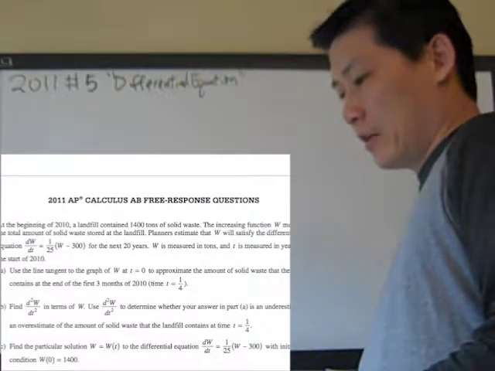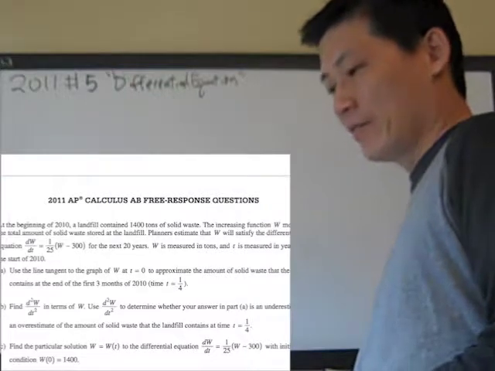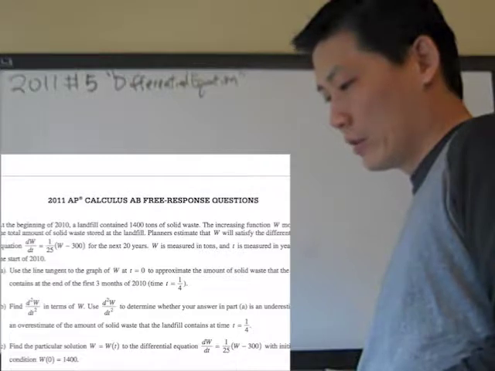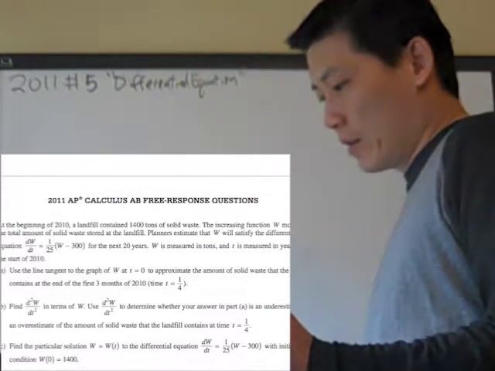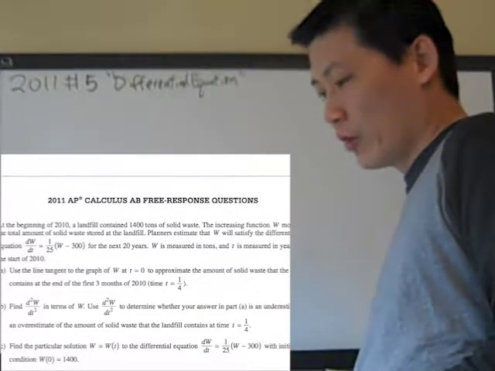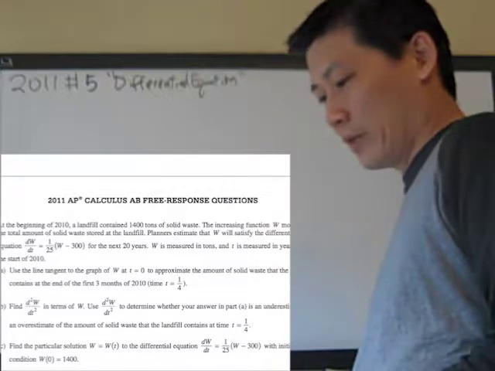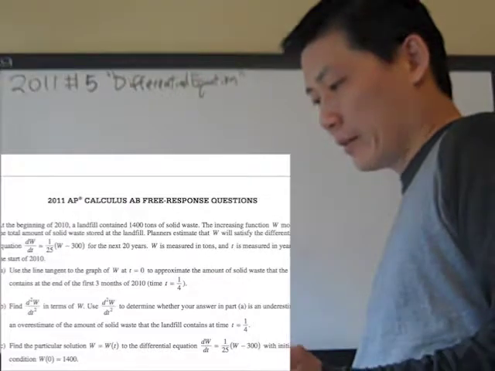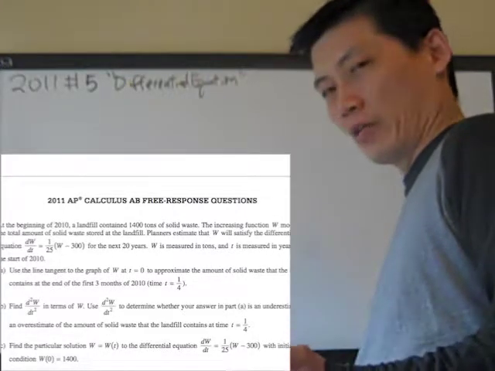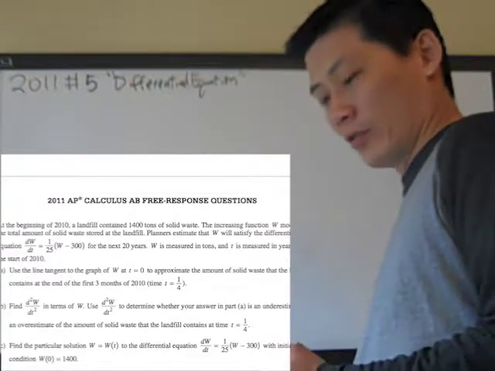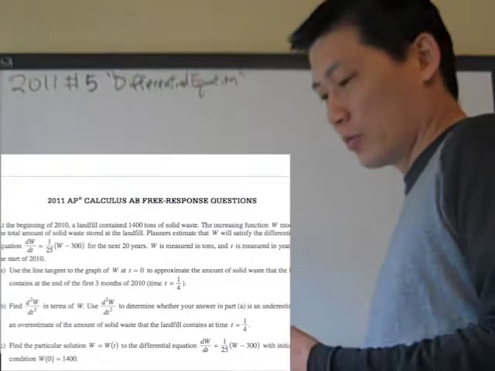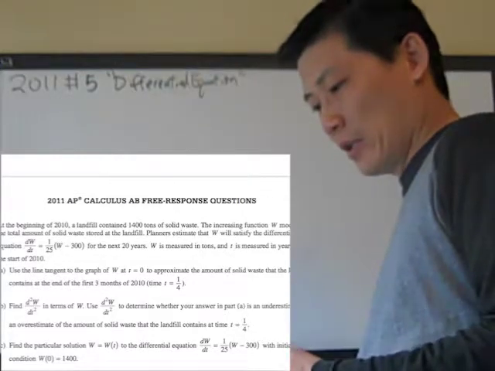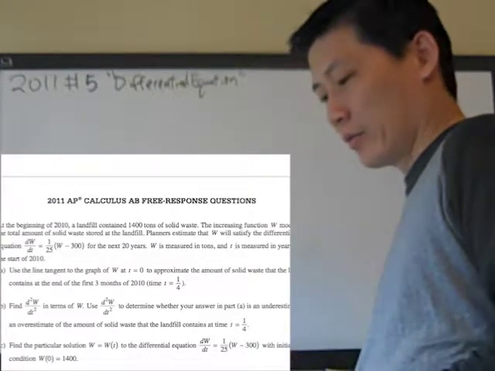At the beginning of 2010, a landfill contained 1,400 tons of solid waste, and the increasing function W models the total amount of solid waste stored at the landfill. Planners estimated that W will satisfy the differential equation, given to us here, for the next 20 years, so t is from 0 to 20. W is measured in tons, t is measured in years from the start of 2010.